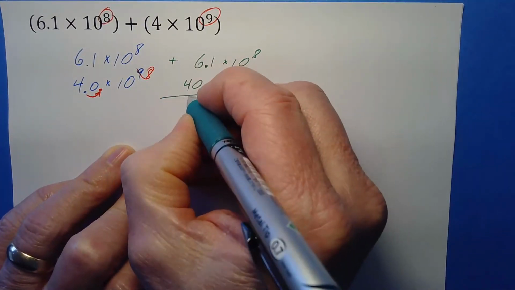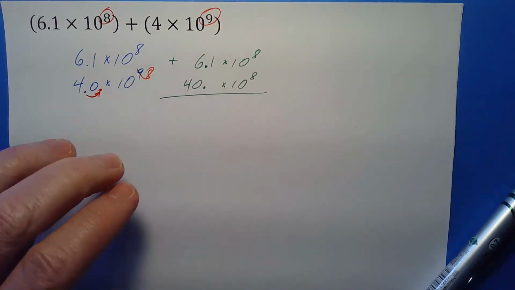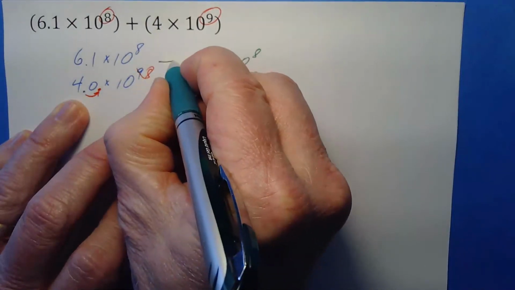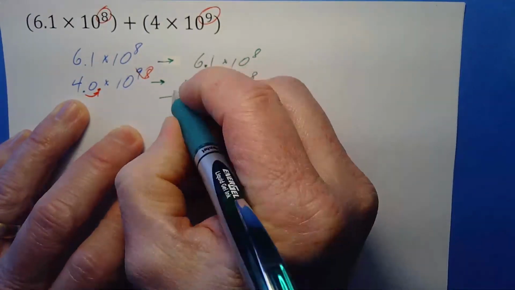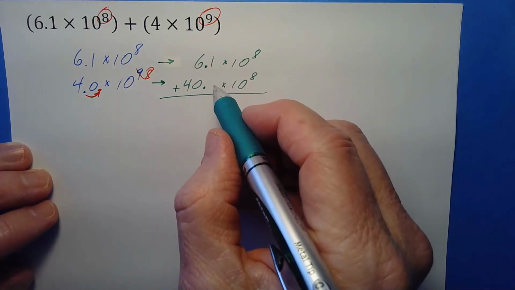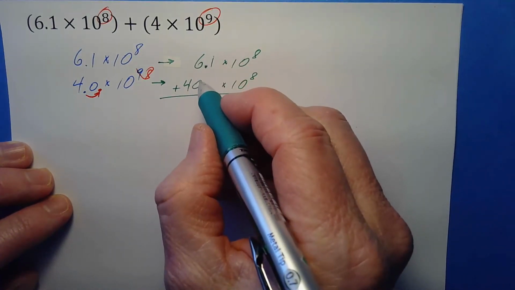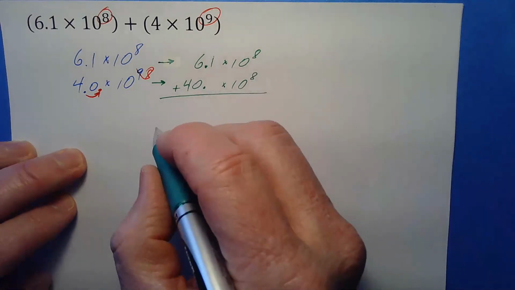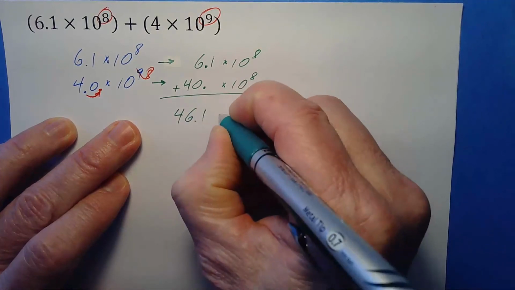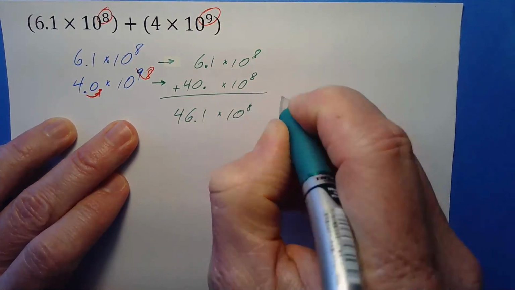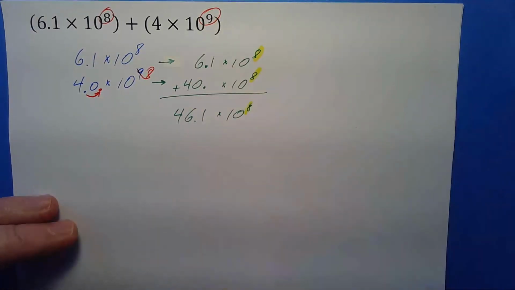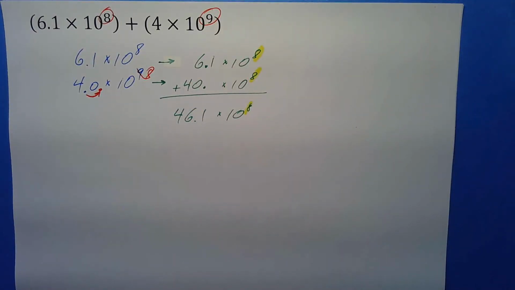So again, I can now add those up. Oops, I didn't want that to be that. Actually, I wanted those to be arrows. So this became that, and then we're going to add them up. I add the coefficients, but not the exponents. So when I add that, I get 46.1 times 10 to the 8th. We got common exponents and the coefficients add, so everything's good.